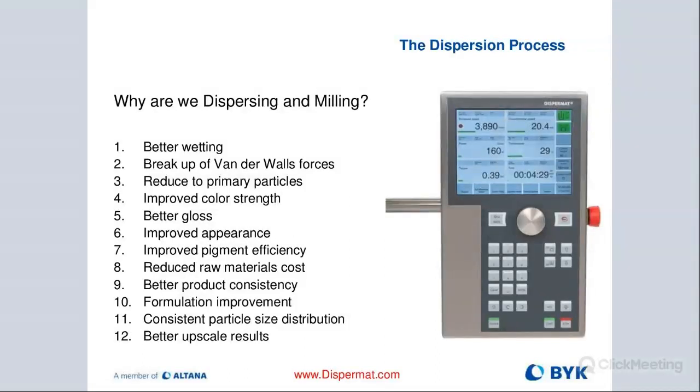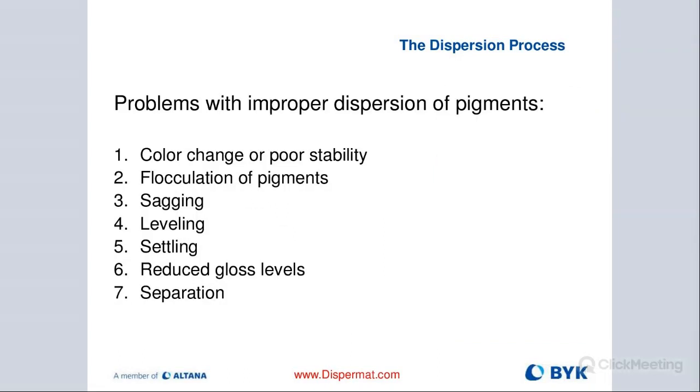We're going to save money because we're going to be more efficient in our process. We'll need less pigment the finer we disperse. So that's a cost saving mechanism. Again, reduced raw material costs. We're going to have better product consistency. It's going to help us improve our formulation. A more consistent particle size distribution is also a net result of proper dispersing. And then obviously we want to get really good upscale results from the lab to pilot and then all the way up to manufacturing.